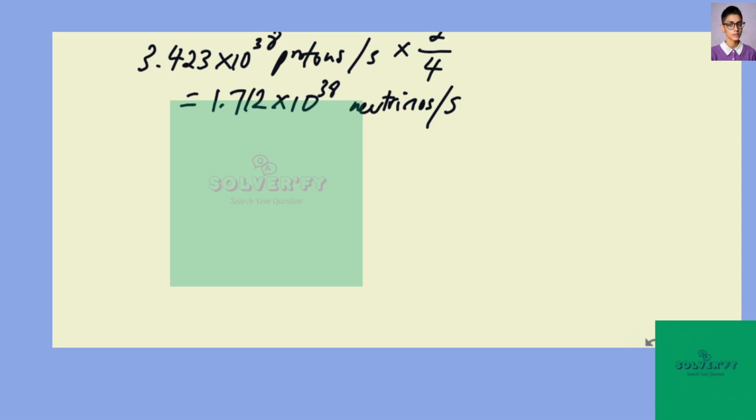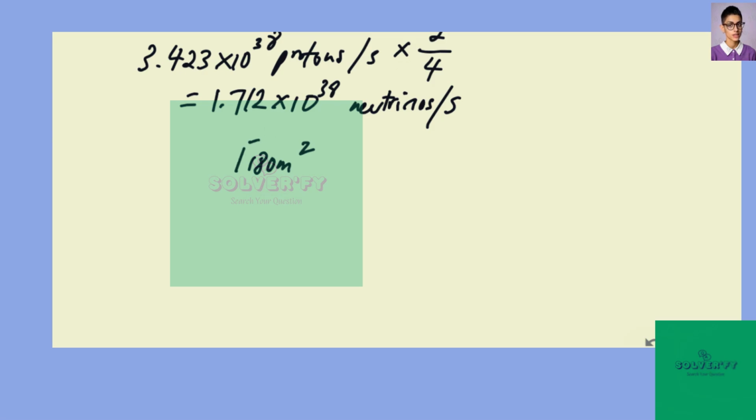Radially in all directions. But of course, not all will be captured by our ceiling, and it will depend on the area, right, of the ceiling. And in this particular case, we are given the area is 180 meters square.